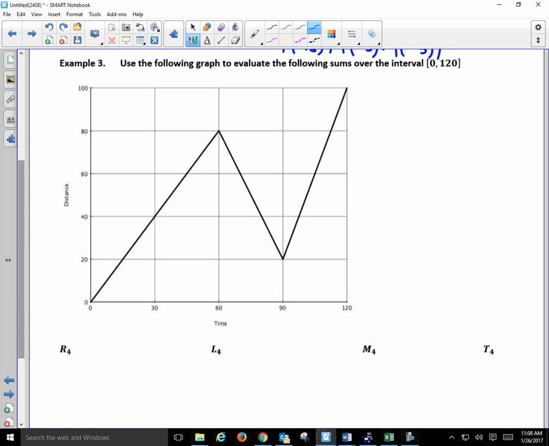Then, example 3. Use the following graph to evaluate the sums over the interval 0 to 120. So what I'm going to do in this situation is I want 4 rectangles, and I do not have a table, and I do not have an equation. I have just this graph. That's not going to be that bad. What is the width of each rectangle? Yeah, I take 120 minus 0, and I divide by number of rectangles, which is 4, and I get 30.